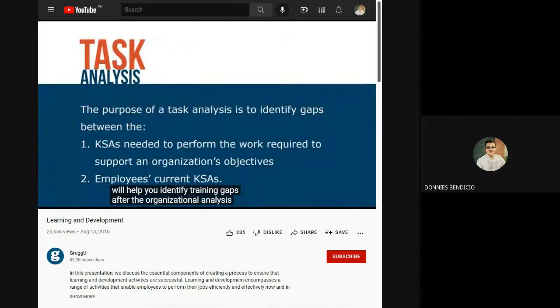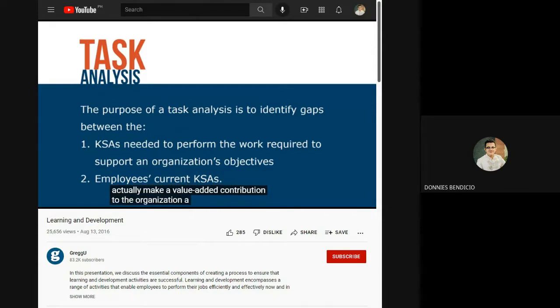After the organizational analysis, the next step is to conduct a task analysis. The purpose of task analysis is to identify gaps between the KSAs needed to perform work and support the organization's objectives and the employee's current KSAs. An organizational analysis focuses on identifying training gaps across a company's workforce. A task analysis focuses on identifying the specific training content needed to close the gaps between what employees know and what they're able to currently do and the KSAs they should possess to actually make a value-added contribution to the organization.